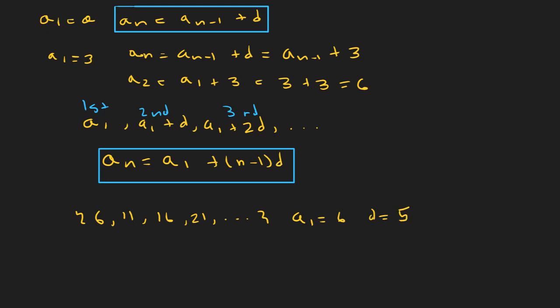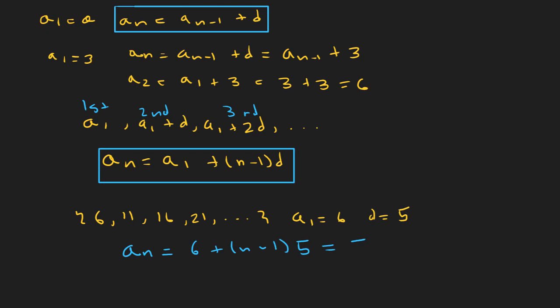Now, from there it's kind of clear that we can formulate the nth term for this particular sequence. So that means that a_n equals 6 plus n minus 1 multiplied by the common difference of 5. Now, what is that going to give us?